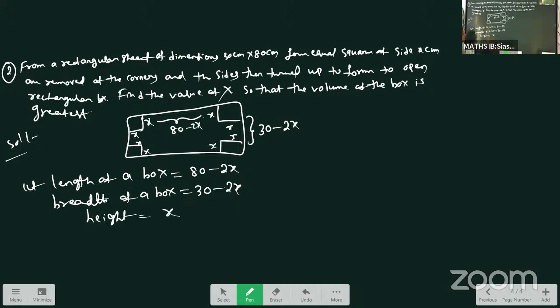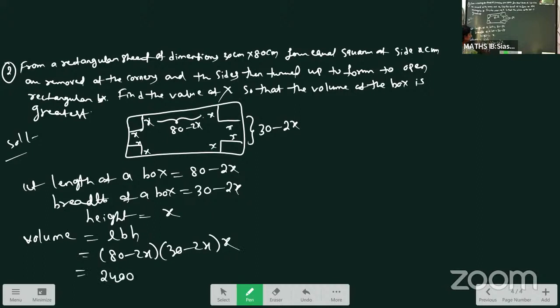Now it is a cuboid, right? Because length, breadth, height are given, we want the volume of the box. The volume formula is LBH. So volume is equal to LBH, where L is 80 minus 2x and B is 30 minus 2x, into H which is x. Multiplying, we get 2400 minus 160x minus 60x plus 4x square, into x.